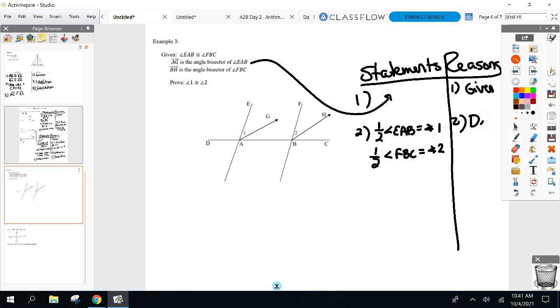Definition of bisects or bisector, that's fine too. That's how I knew I was going to take half those angles, because it said it was being bisected. All right, I got everything I need. Now 1 and 2 are going to be congruent because I just took halves of equal quantities.